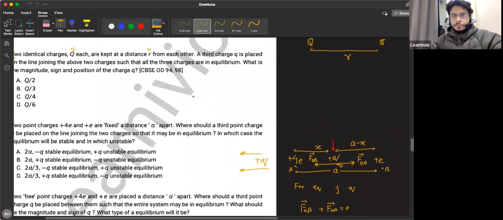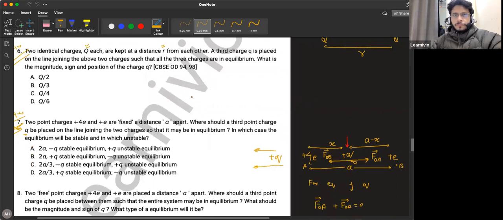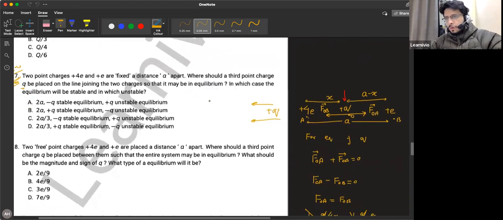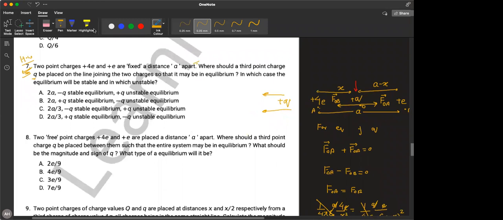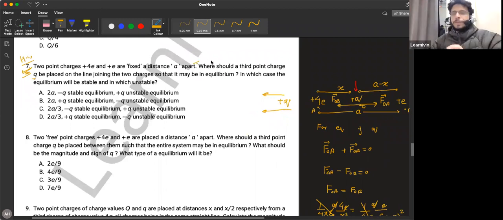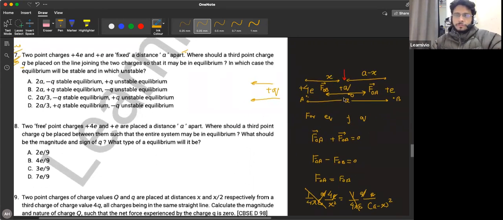Do it. And don't copy this numerical. Read this question. Don't just copy the numerical. Just read this question and do it on your own. If you're stuck somewhere, just ask. This question will be your homework. Question number 8 will be your homework.